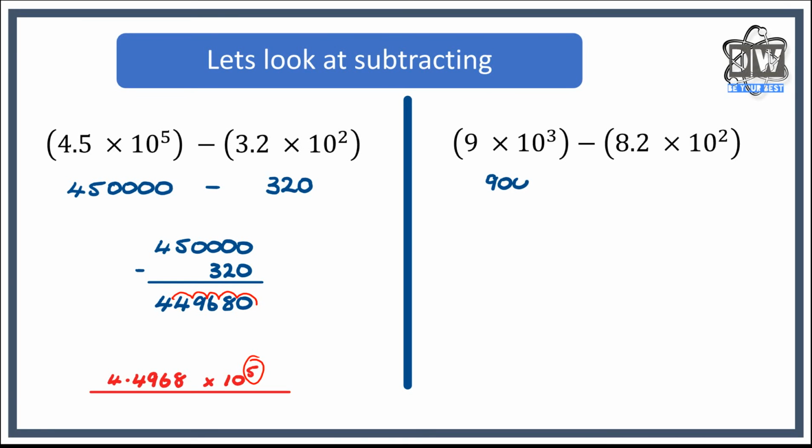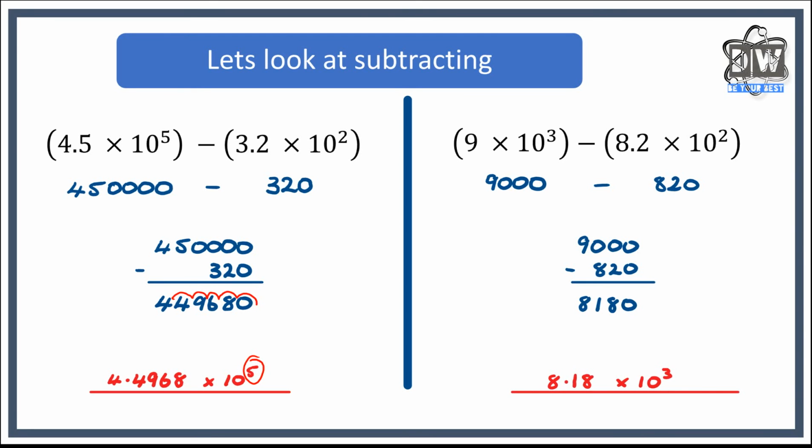And on this one here, we had our 9,000, take away our 820. Do that now, and what do we get? We get 8,180. Put that into standard form. We get 8.18 times 10 to the power of 3. Let's have a look, 1, 2, 3. And we know we are correct.